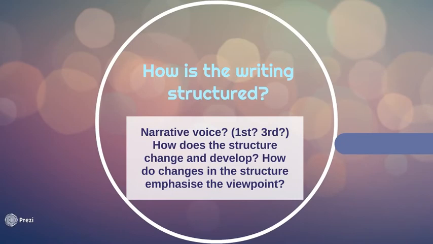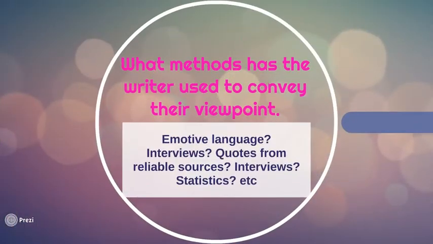Then you can look at how the writing is structured. Basically, this means some of the features that perhaps you'll be familiar with from question 3 in paper 1. You can consider the narrative voice. First person is naturally going to be a little bit more personal than perhaps an objective third person. You might consider how the structure changes and develops, and from that, how do the changes in the structure emphasise the viewpoint? And then finally, what methods does the writer use to convey that viewpoint?